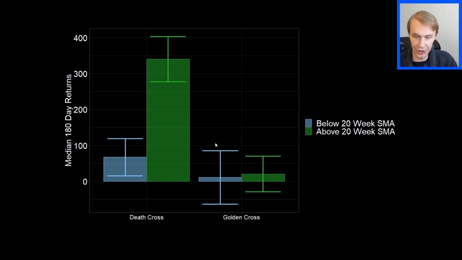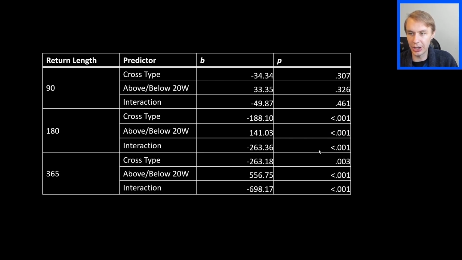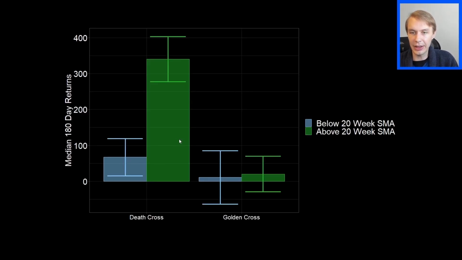And so what that interaction term is basically telling us here is that there does seem to be an effect of getting a death cross or a golden cross, but it depends on whether or not you're above or below the 20-week SMA. If you're above the 20-week SMA, then ironically, a death cross is diagnostic of actually really positive returns, whereas a golden cross is not. But then if you're below the 20-week SMA, there doesn't really seem to be very much difference between a death cross and a golden cross. They're basically right around zero, not really telling you anything too spectacular.